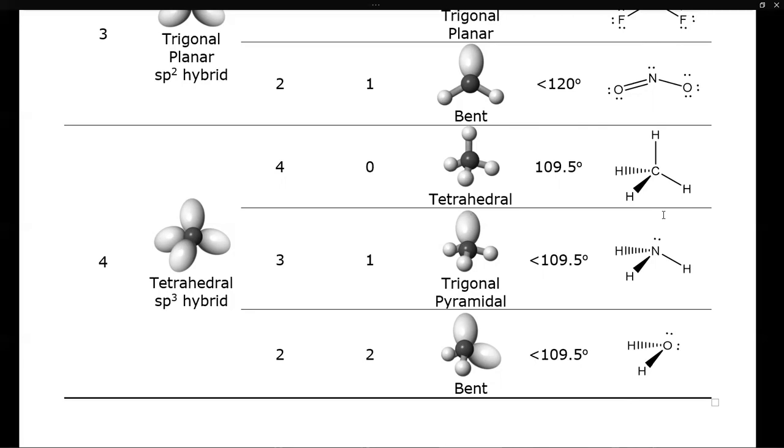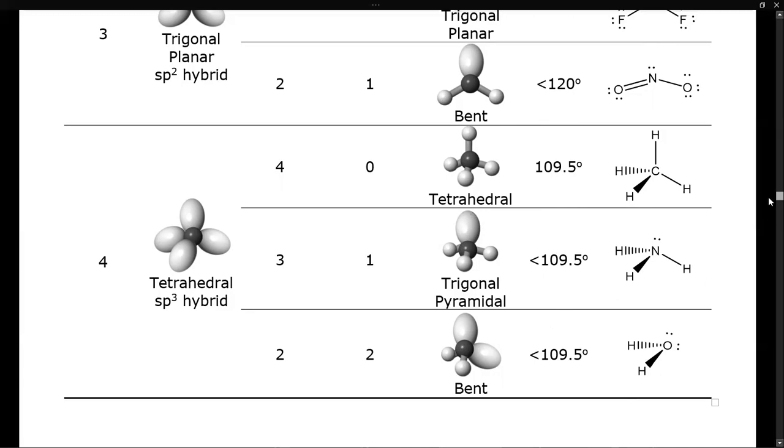If it's 2 and 2, then it is bent. But it's a different bond angle than the linear molecule, and it's a different bond angle than this trigonal planar bent. And so the angle is different, even though they call them both bent. So you need to make sure when you write down your answers, you indicate which one you're talking about. Water would be a good example of tetrahedral and bent. So all those obey the octet rule.